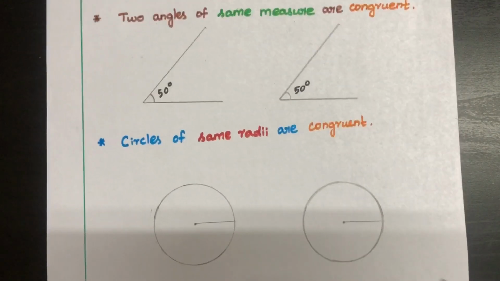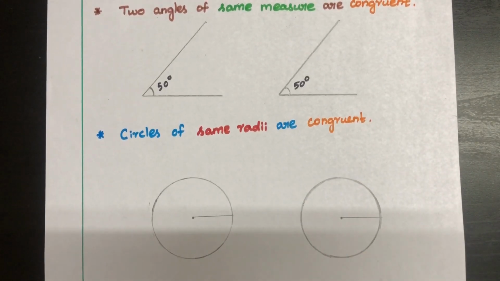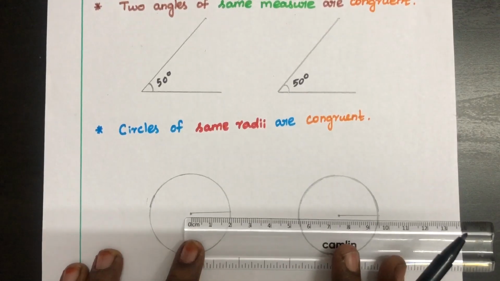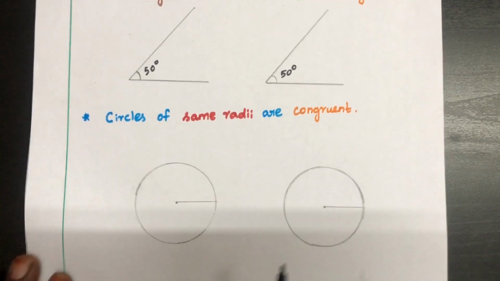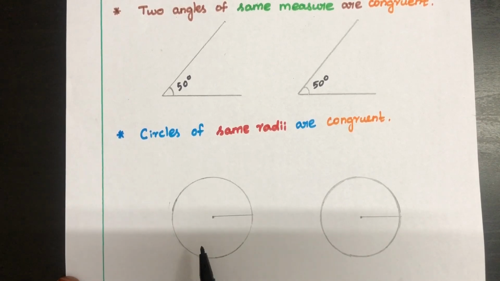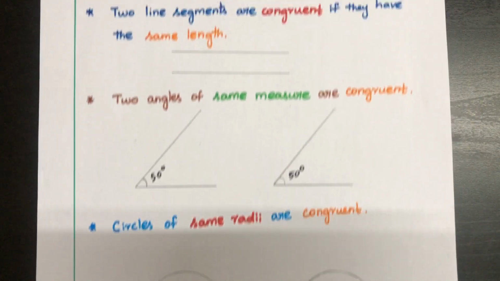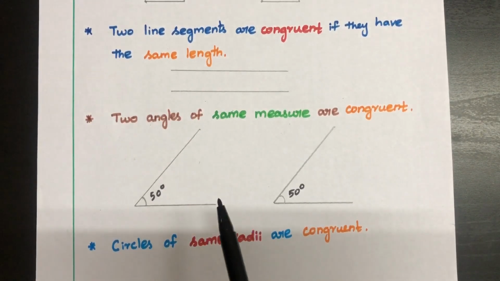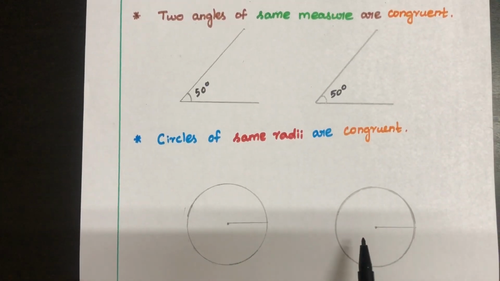Next is circles. How are two circles said to be congruent? Circles of same radii are congruent. See, I have made two circles with 2 centimeter as radius. So it is obvious, right? If we cut this circle and place another circle over it, it looks like one and the same. That means it easily superimposes the other. So circles of same radii are congruent. So for lines, both should be of same length. For angles, both should be of same measure, and for circles both should have same radii.